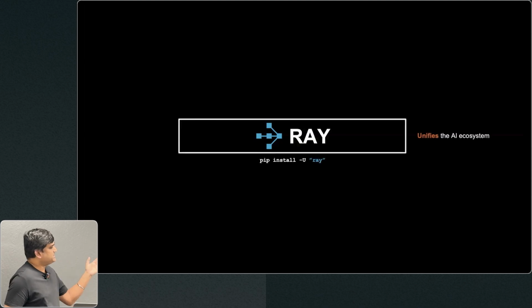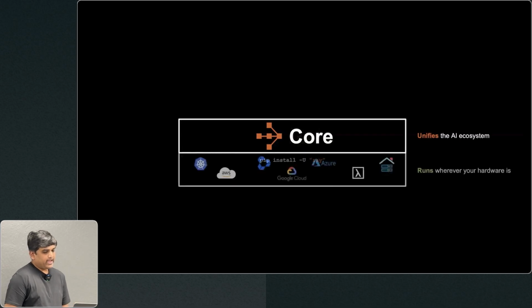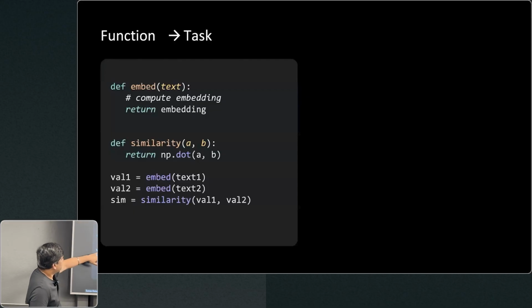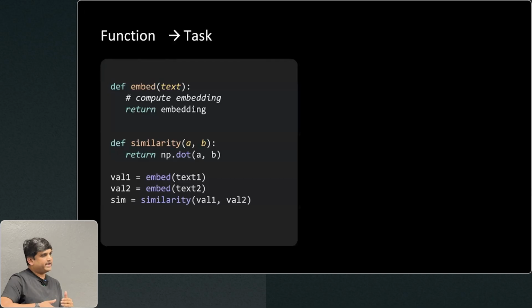How to get started? You can just do pip install, and what you get is Ray Core. That is the core engine, and it can run on any hardware or cloud provider. And this is how it can scale. So these are two very simple functions. We are creating the embedding from here, creating the embedding again, and then doing the similarity search. If you run it on my laptop, it will be in a single thread, one after another.